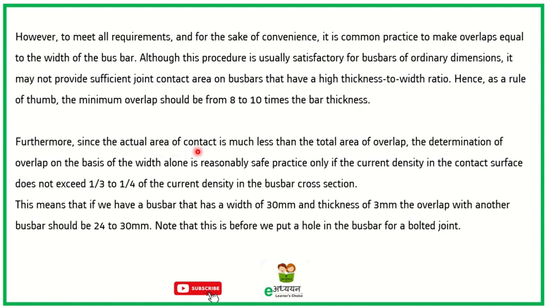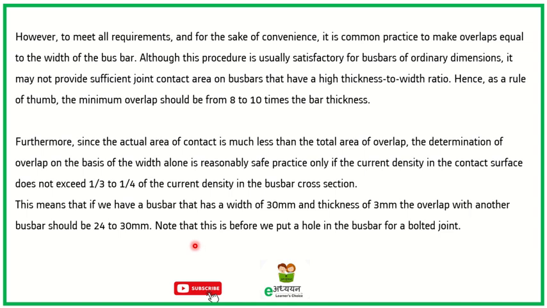Furthermore, since the actual area of contact is much less than the total area of overlap, determining overlap on the basis of width alone is reasonably safe practice only if the current density in the contact area does not exceed 1/3 to 1/4 of the current density in the busbar cross section. So this means that if we have a busbar with a width of 30 mm and a thickness of 3 mm, the overlap with another busbar should be 24 to 30 mm. And this is before we put the hole in the busbar bolted joint.